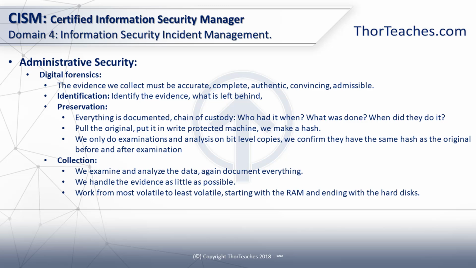We start out with the identification. Which evidence did the attacker leave behind? Then we do the preservation. We preserve the crime scene. We document everything we do. We have a very clear chain of custody. Who had the evidence? What was done? When did they do it? Why did they do it? And this is the part where we'd use the hashes. We hash the original, make the bit level copy, hash the copy, do our forensics, and then do another hash. If they're identical, we preserve the integrity.